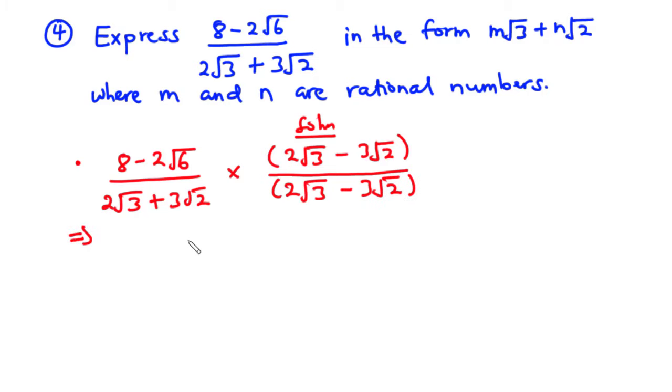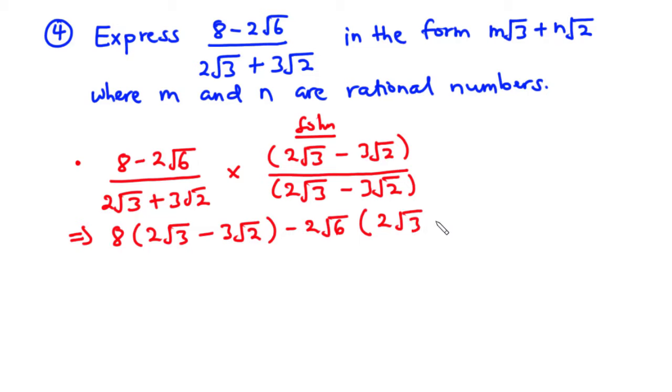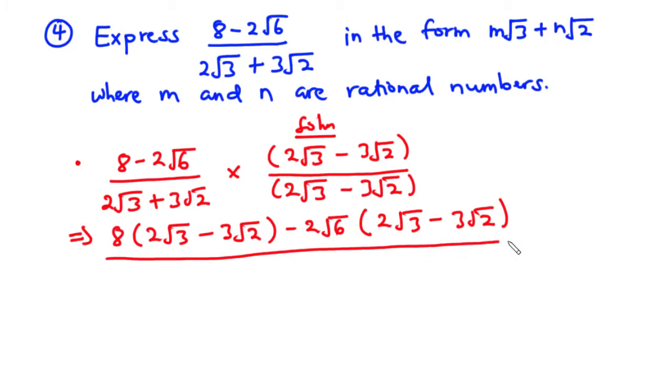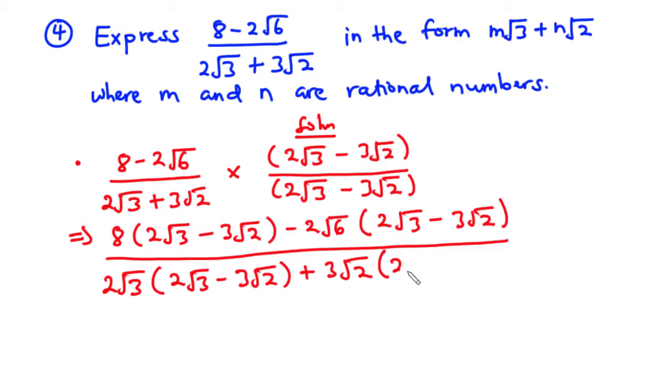So next we are going to multiply across. So we have 8 into bracket 2 root 3 minus 3 root 2, minus 2 root 6 into 2 root 3 minus 3 root 2, divided by 2 root 3 multiplying 2 root 3 minus 3 root 2, plus 3 root 2 times 2 root 3 minus 3 root 2.